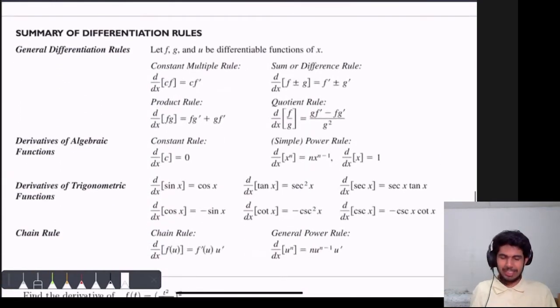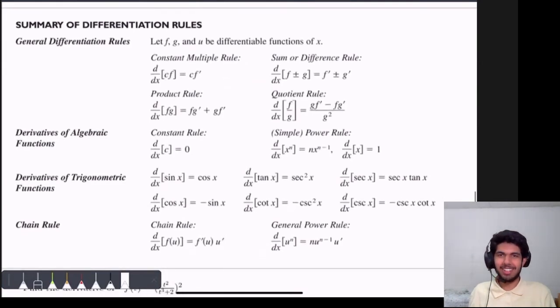Alright, so here's a nice picture that summarizes a lot of the differentiation rules we have learned thus far. So I'll briefly go over a few. So f, g, and u are functions of x. They're differentiable functions of x. So if we have a constant times a function f, the constant isn't affected by this differentiation. We can sort of bring it out.